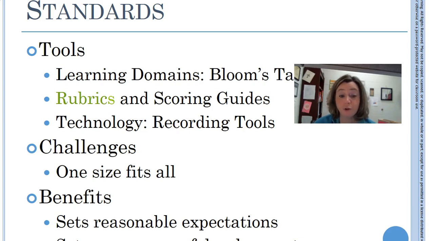We can also use rubrics and scoring guides. There's tons of them out there commercially, but you can also make your own. And we can use technology to be able to gather some of this information.